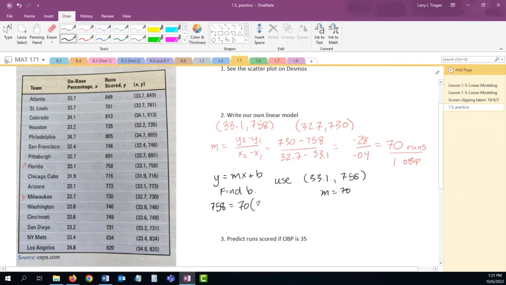Slope is 70. X is 33.1 plus b. 70, and I'm going to do this all in one step. 758 minus 70 times 33.1 gives me a b of negative 1,559.